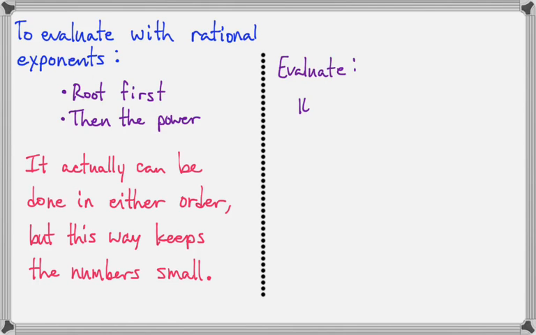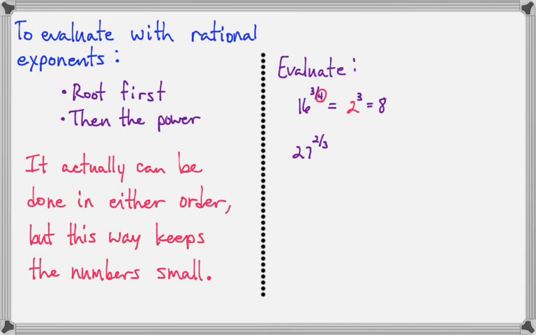Here is our first example. 16 to the 3/4 power. Remember I said do the root first, then the power. So ask yourself, what is the 4th root of 16? And the answer is 2. So now we have 2 to the 3rd. The 4th root of 16 is 2, and all that's left of our exponent now is the 3 because we've used up the bottom part. And 2 to the 3rd is 8.